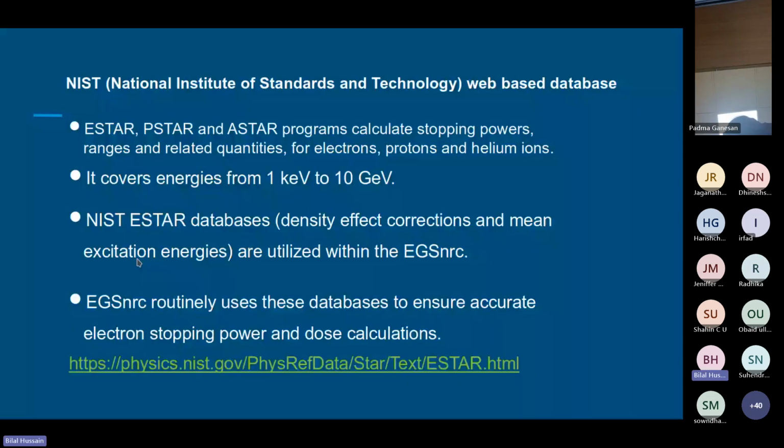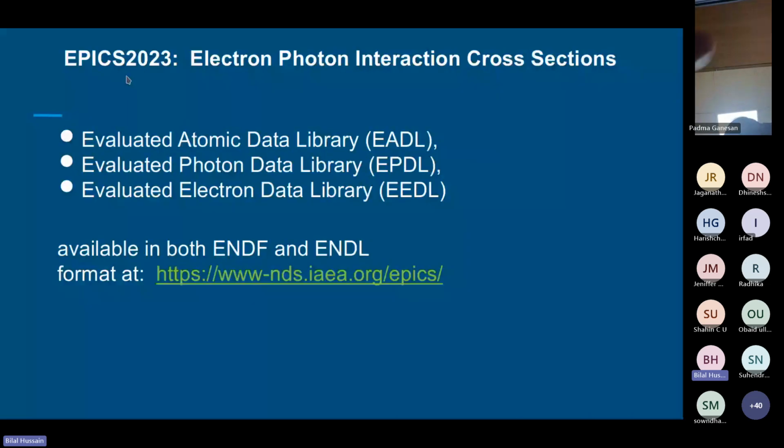And the third very important database, which I used very extensively in my lecture and my work, is EPICS 2023, the Electron Photon Interaction Cross Section. It gives me three databases: EADL, the atomic data library; EPDL, the photon data library; and EEDL, the electron data library. I used these data libraries in my work. I can show you the web page for that.